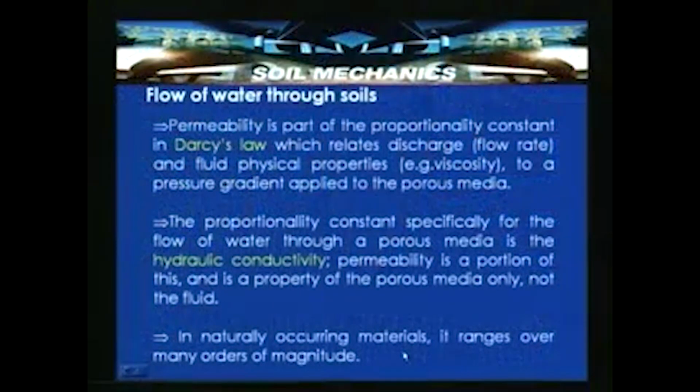In naturally occurring materials, this permeability ranges over many orders of magnitude. For a clayey soil and a sandy soil, more than a million times difference in magnitude will exist. So, that indicates how different the behavior is when we consider a clayey soil and a sandy soil.